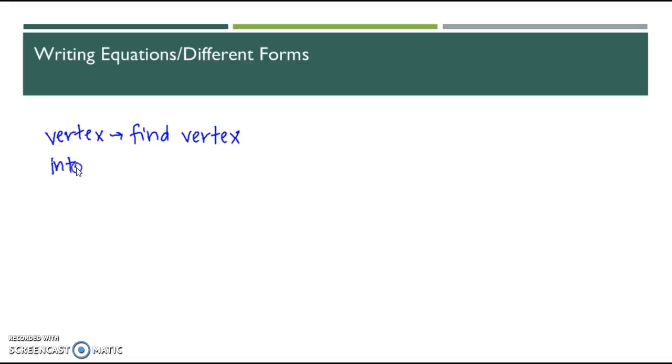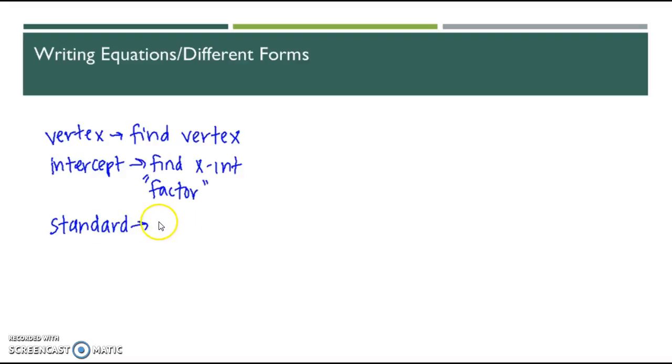In intercept form, you need to know your x-intercepts. And it's also factored form. So if you're in standard form, you can factor it out to get to intercept form. And then like we just said, standard form, you just multiply. Take whatever vertex or intercept form you're given and multiply it out. And that's how we go back and forth between our different forms.